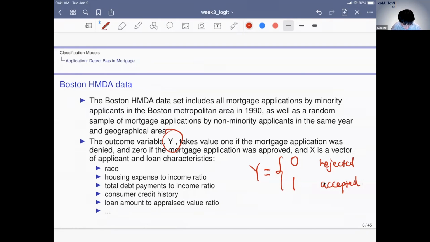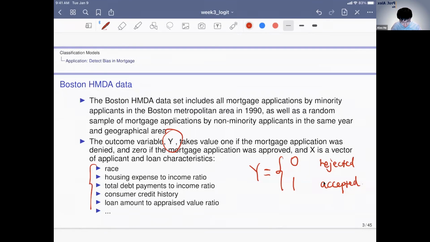And the X variables are all the information that we have. So you have race, housing expense to income ratio, their debt payments to income ratio, which measures how indebted they are, their credit history, and their loan amount to value ratio. That's the LTV, meaning that you're borrowing 80% or 70% of the housing value.